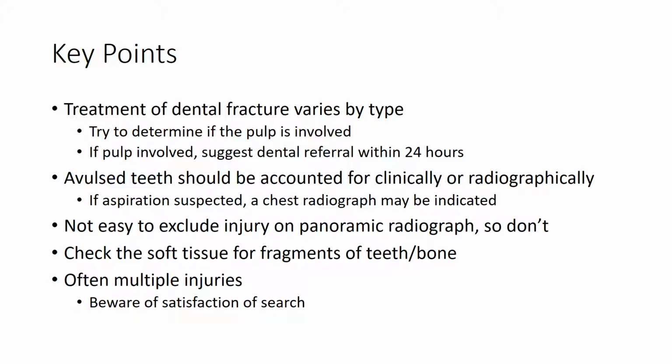Ideally, avulsed teeth should be accounted for clinically or radiographically, and you can just say if aspiration is suspected, a chest radiograph may be indicated. As you saw in the cases, it's not easy to exclude injury on panoramic radiograph, so I wouldn't even try necessarily. I mean, there are subtle signs that we saw, but in almost every case, the clinical appearance looked much worse than the radiographic appearance.